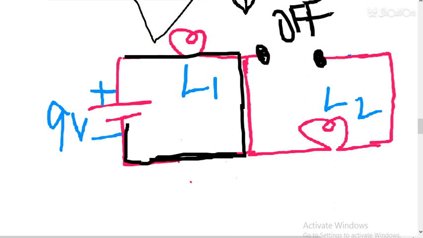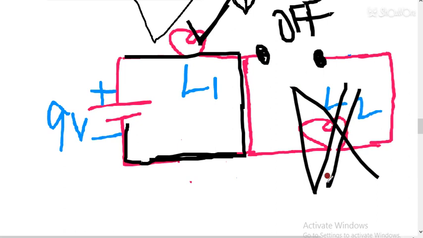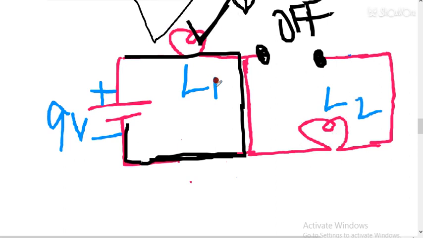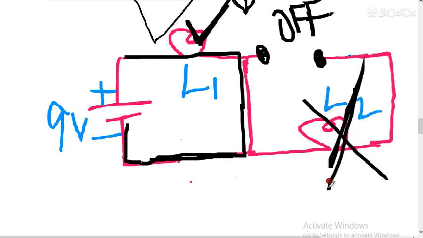So that means only light L1 will glow, L2 will not glow. I am repeating the answer: only L1 light will glow, L2 will not glow. You can note down the solution. L1 will glow only, L2 light will not glow in question number 4.